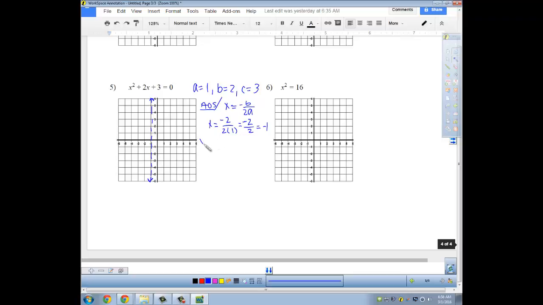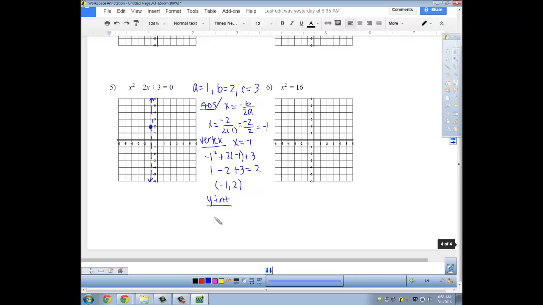And then I'm going to find the vertex. So I'm going to plug in x equals -1. So I got -1 squared plus 2 times -1 plus 3. -1 squared is just 1. 2 times -1 is -2, then plus 3. 1 minus 2 is -1. -1 plus 3 is 2. So my vertex is at -1, 2.